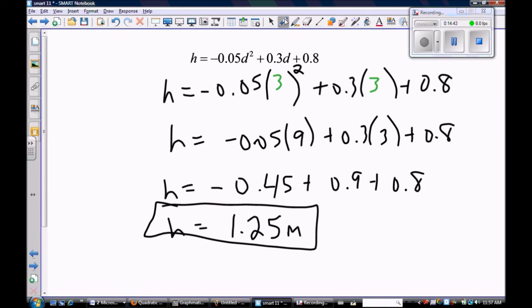So obviously the maximum height is 1.25 because your vertex would be 3, 1.25.